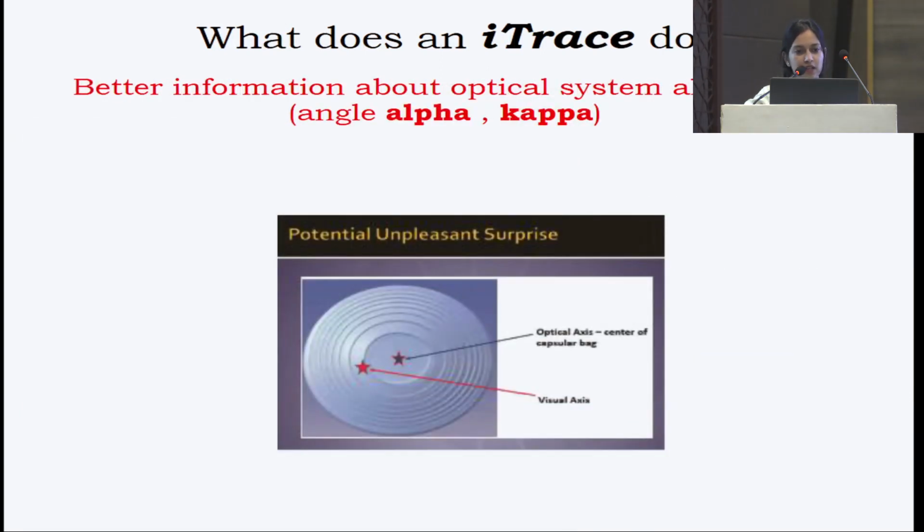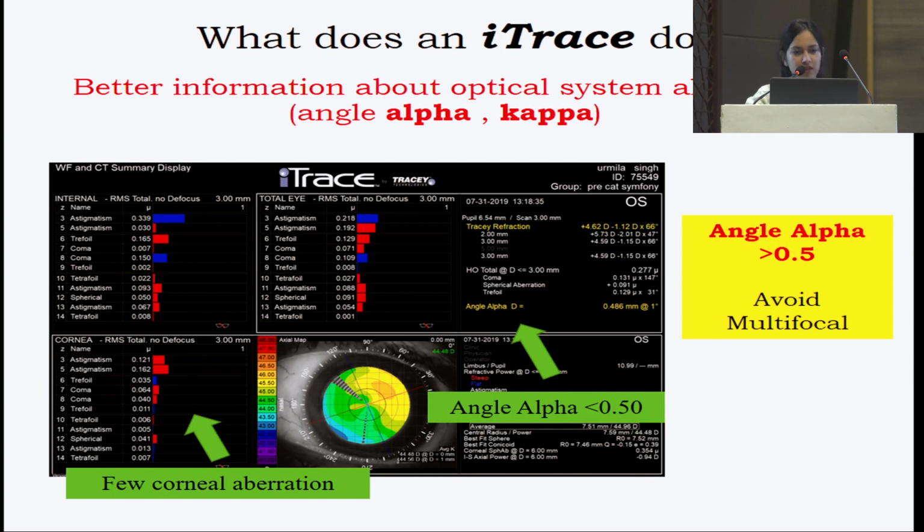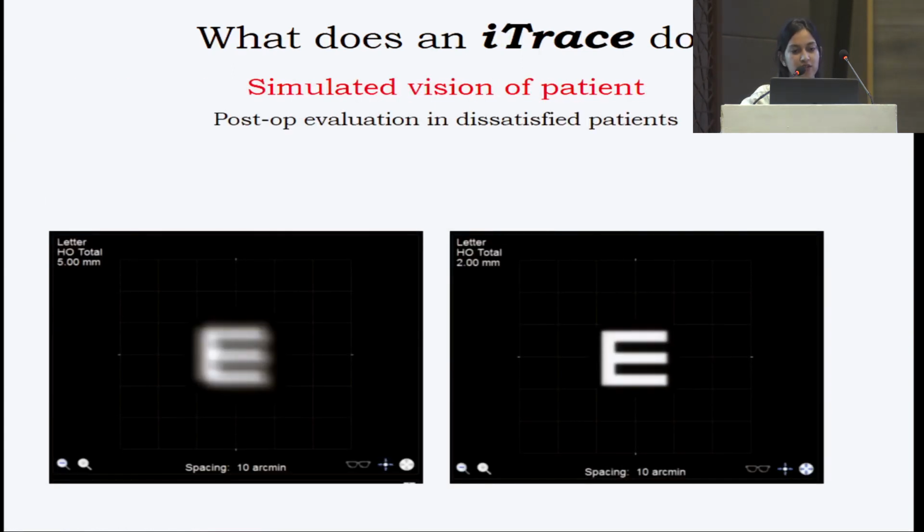Then it also gives us information about angle kappa and angle alpha in cases of multifocal lenses, because if angle kappa or angle alpha is very high, the center of the lens and the center of the visual axis are way apart, and this can cause complaints of glare and halos. This is one simple case where you can measure angle alpha and corneal aberrations, and if corneal aberrations are high or angle alpha is more than 0.5, you must avoid a multifocal lens.